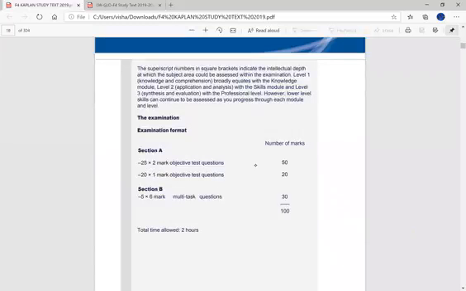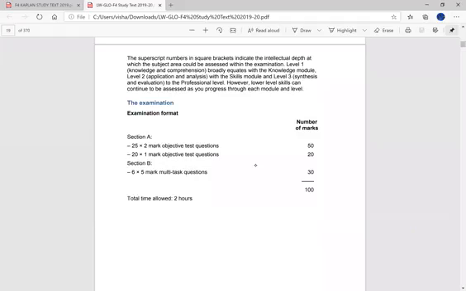Here's the exam format. This is the English format, and this is the global format, which is exactly the same. There's no change. In section A, we have 25 questions, 2 marks each. Again, in section A only, we have 20 questions, 1 mark each. So total section A includes 70 marks, and section B has 6 questions, 5 marks each.